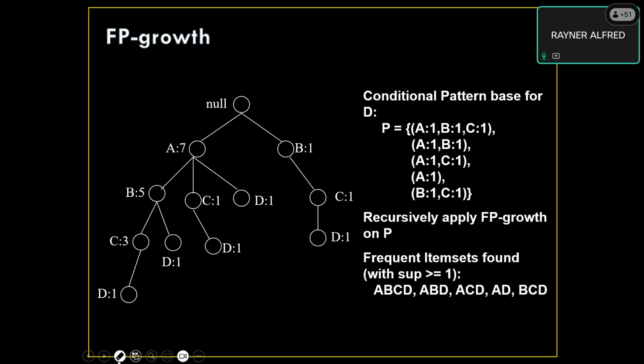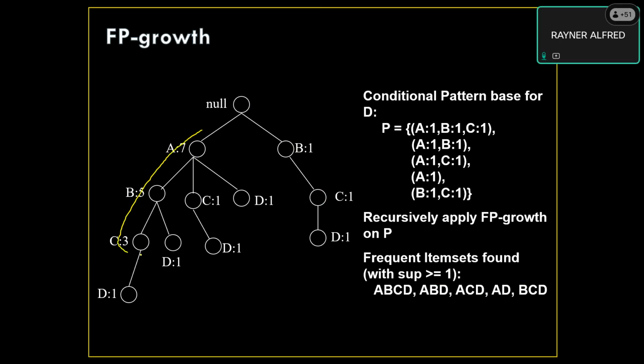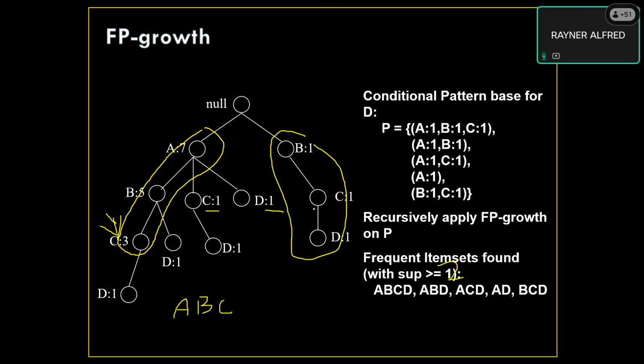But if we change the support to 2, we only have A, B, C, because when we are here, the A, B, C count is 3, and the support is 2. So when the support is 2, we have A, B, C. We cannot have AC because C is 1. This one is also 1. So this is not frequent. Okay, so this is our frequent item set.